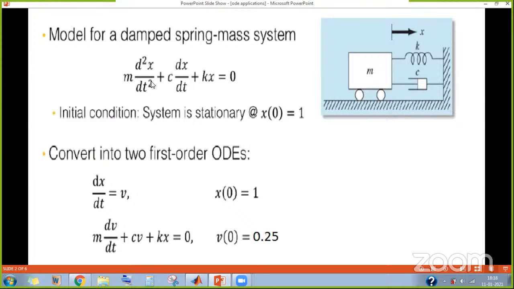So which is something like this: m d2x/dt² plus c dx/dt plus kx equals 0. And we have been given the initial condition that the displacement at time 0 equals 1.